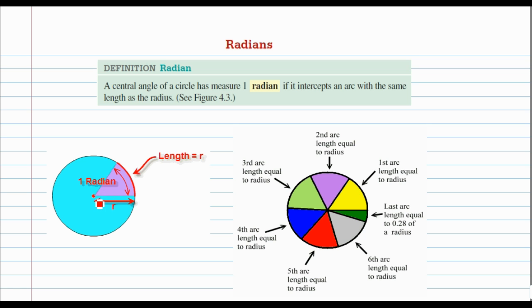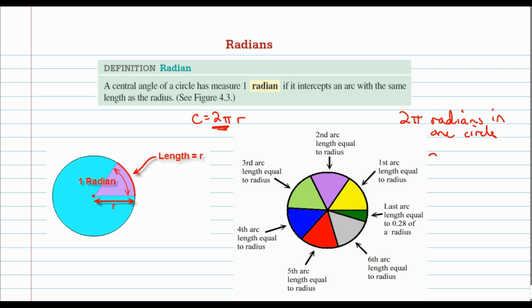Now notice what I said. You take the radius and wrap it around the circumference. Now what is the formula for the circumference of a circle? Circumference is 2 pi r. Well, that's because there are 2 pi radiuses in one circle. You can do this 2 pi times, which also means there are 2 pi radians in one circle. 2 pi radians, not 2 radians, 2 pi radians.